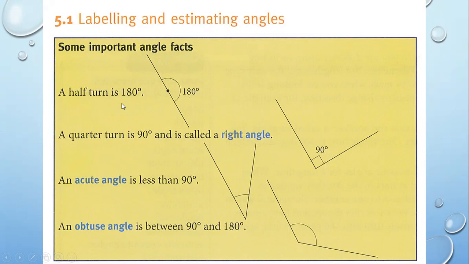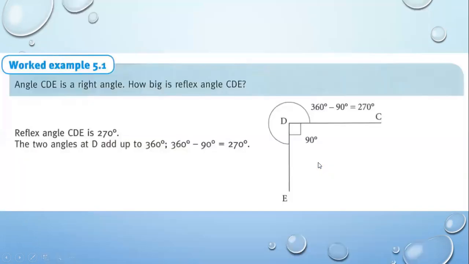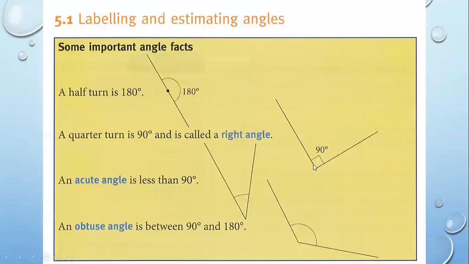Let's suppose you have a half turn. The half turn is 180. If you have a complete circle, half of it is called 180 degrees. The quarter is called 90 degrees. An acute angle is less than 90, and an obtuse angle is more than 90 but less than 180. The right angle you can find with the help of this. And one more, there is a reflex angle as well, which is more than 180 but less than 360.